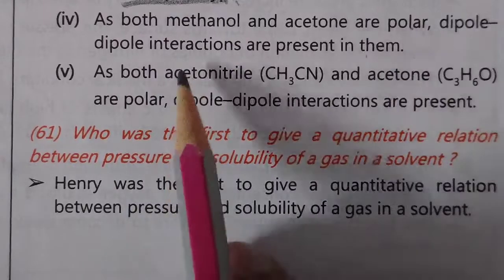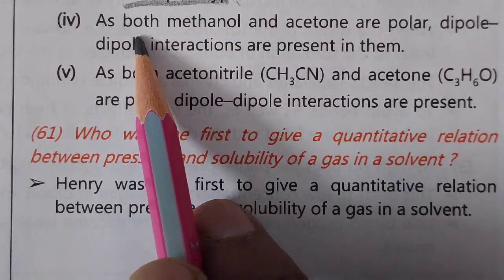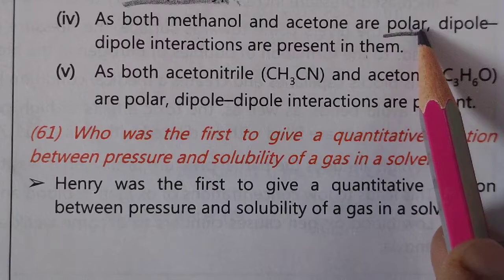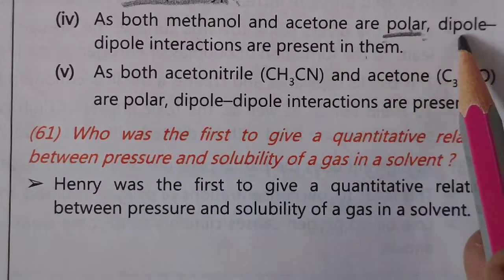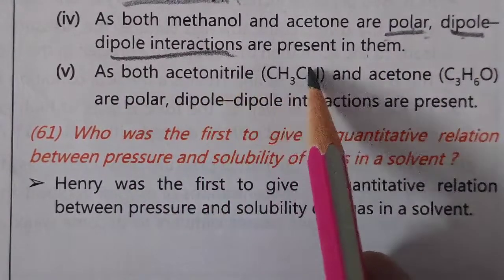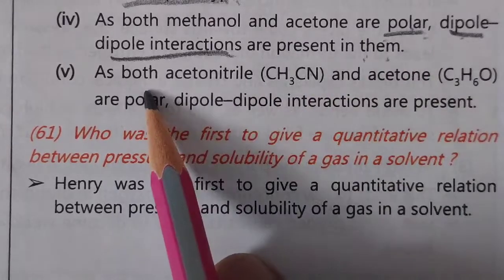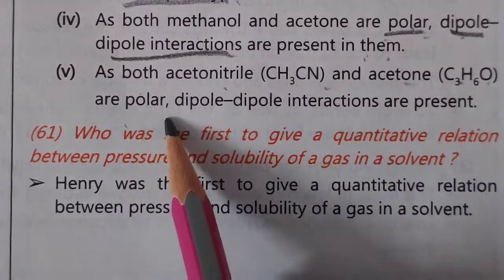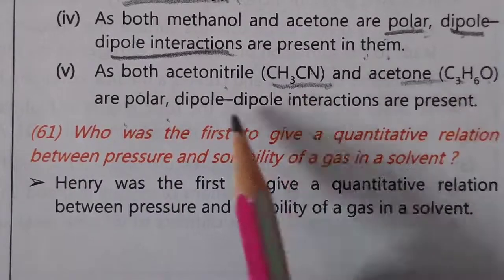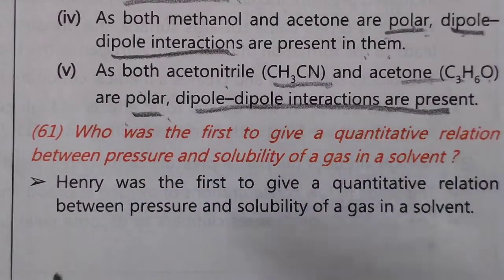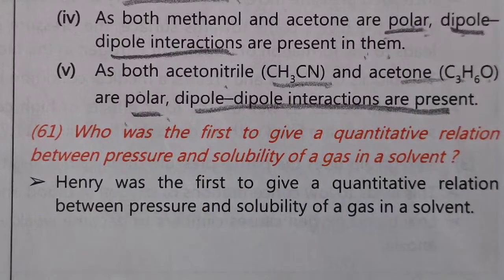Okay, now the fourth one, that is methanol and acetone. Both methanol and acetone are polar, so dipole interactions are present in them. Then the next one, both acetonitrile and acetone are polar, so again dipole interactions are present. So this you can write down in your fair book.